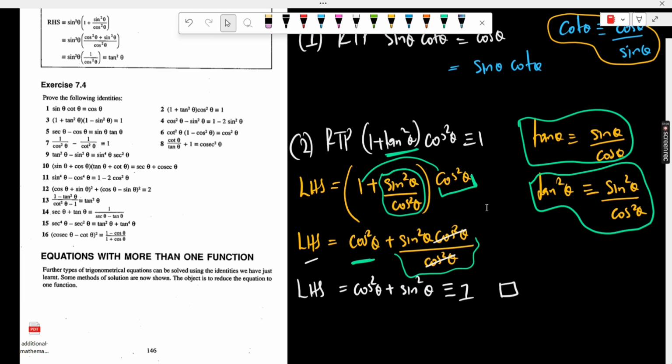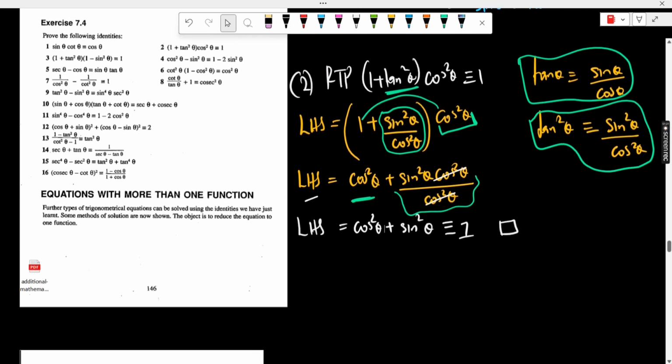So for instance, tan is sine over cos. Cot is cos over sine. Sec is 1 over cos. And cosec is 1 over sine, and so on. So what I could have done here was to say this. Let me show you a slightly different approach. I'm going to start with the LHS one more time.